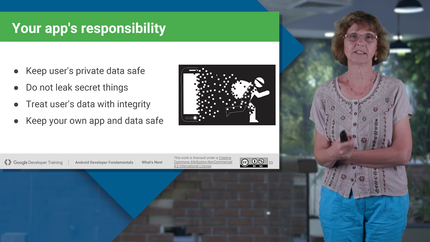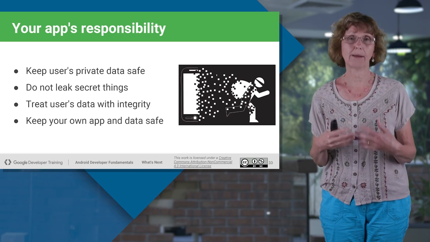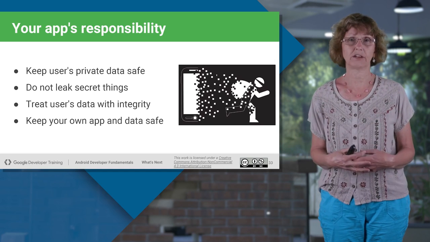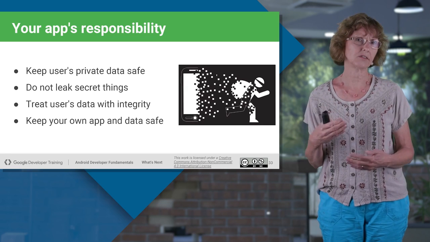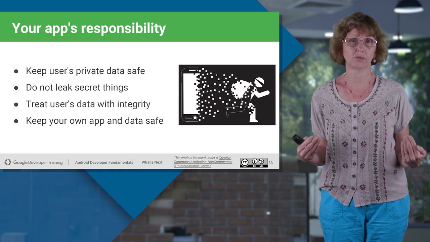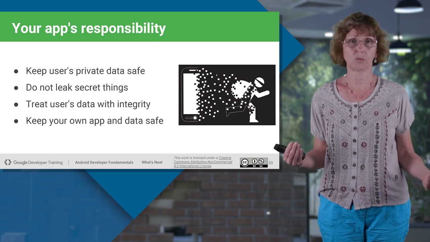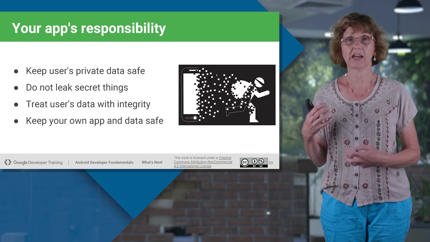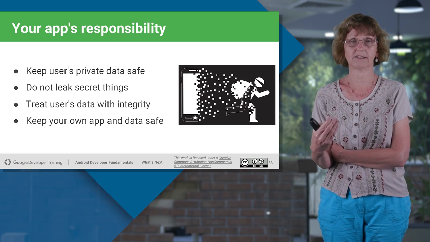Your app needs to keep the user's private data safe. We've talked about how your app can ask for permission to access a user's data. Hey user, can I have your email? Hey user, can I read your contacts? And the fact that the user says, yes, I give you my permission, doesn't mean your app can do what it wants with their data. You have to use users' data with integrity and honesty. Your app has to do absolutely everything it can to keep the user's private data safe, right?